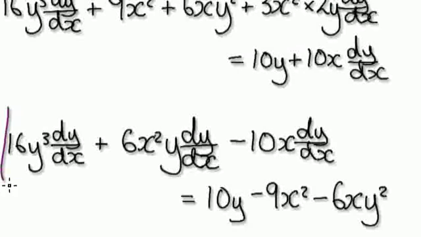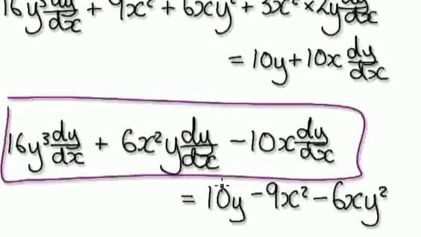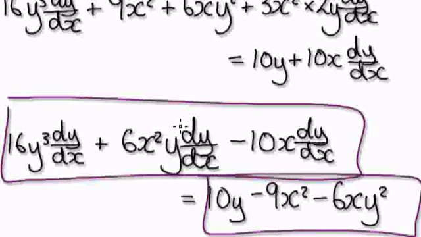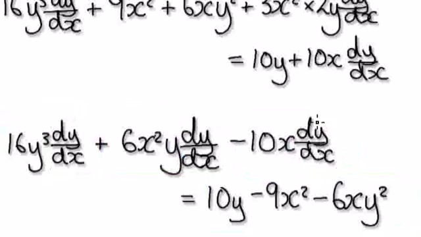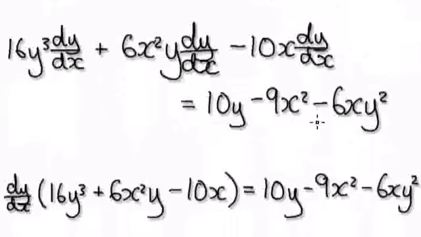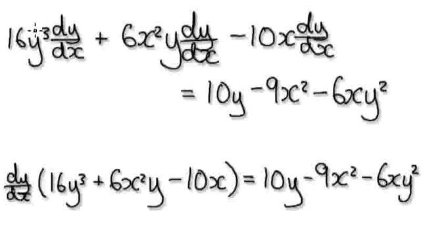Okay, so you've got one thing on the left hand side, and on the right hand side you've got this. Notice that all the dy by dx terms are on one side. Now you can factorize all the dy by dx.